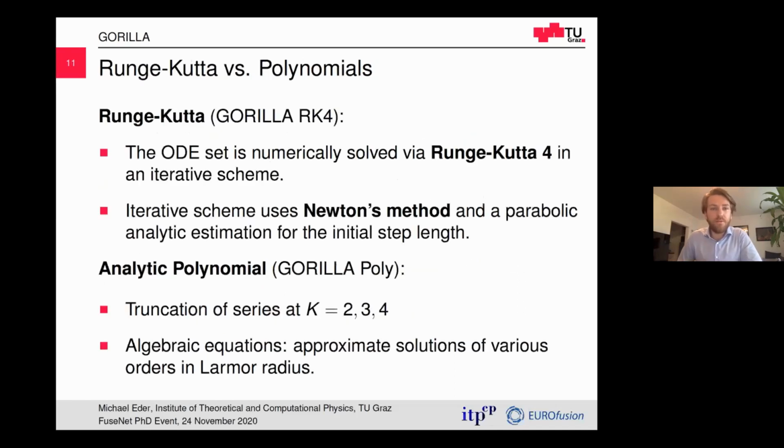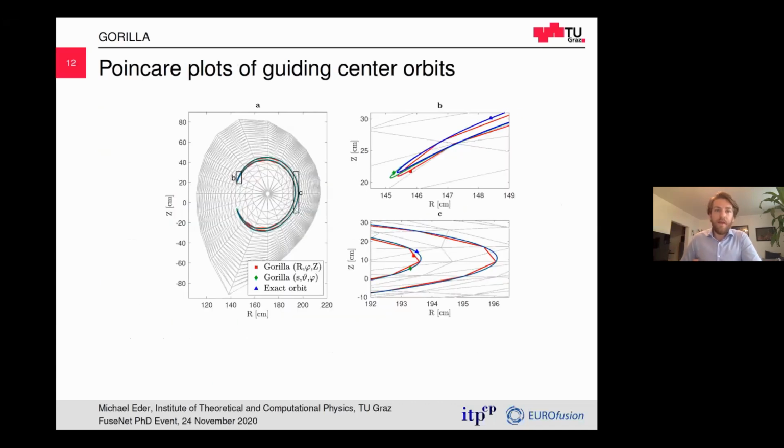There are in principle 2 ways to solve this problem. A numerical approach with Runge-Kutta-4 in an iterative scheme also employing Newton's method, or an analytical polynomial scheme where we truncate the series from before and we obtain algebraic equations that can be solved with various solution orders then in the Larmor radius. Let's look now at some 2D results.